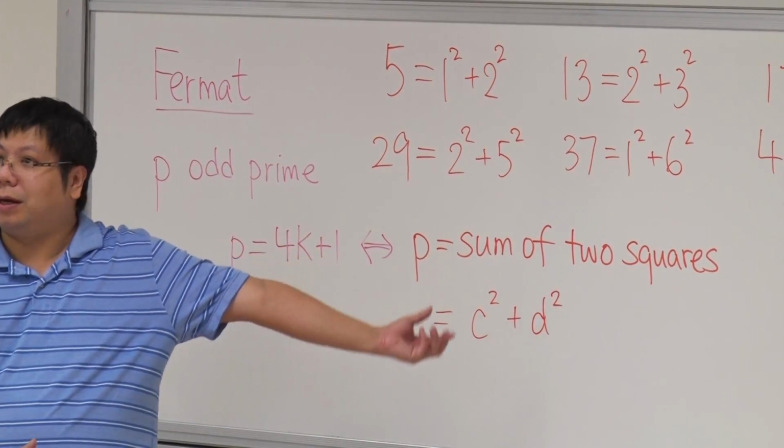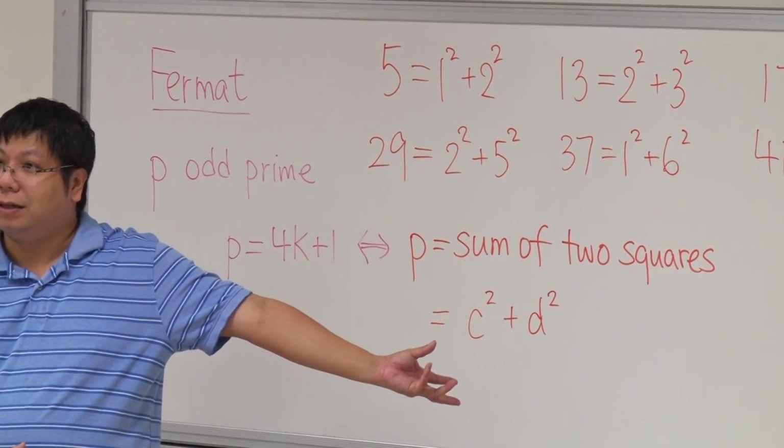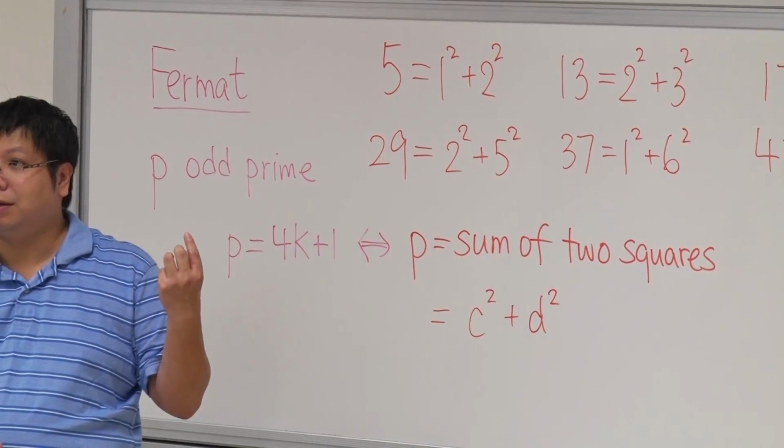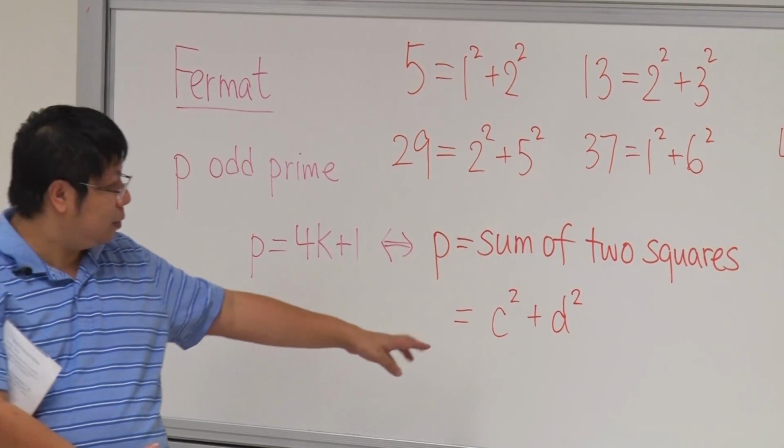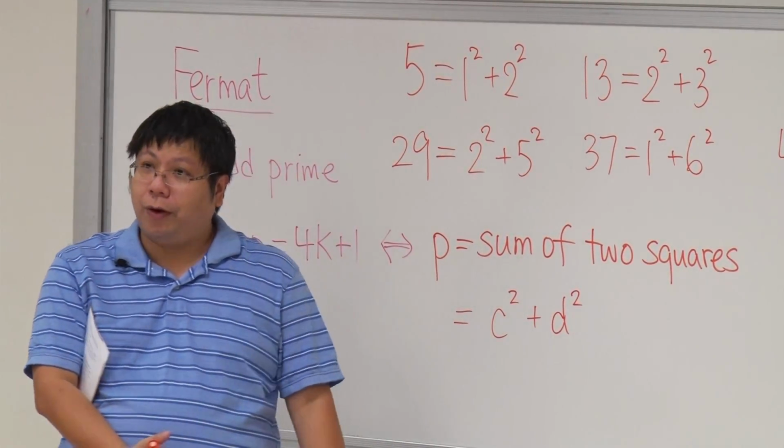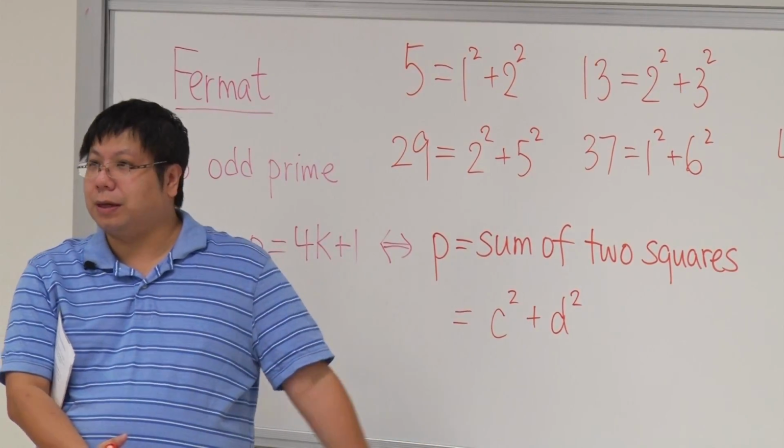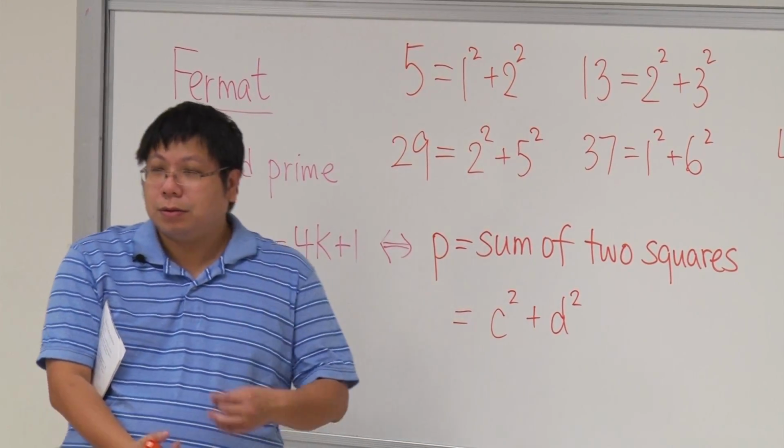Odd square plus odd square is going to be even, right? So it cannot be a prime. It cannot be an odd prime. So we don't need to check the case where C and D are both odd. We don't need to check the case when C and D are both even, right?